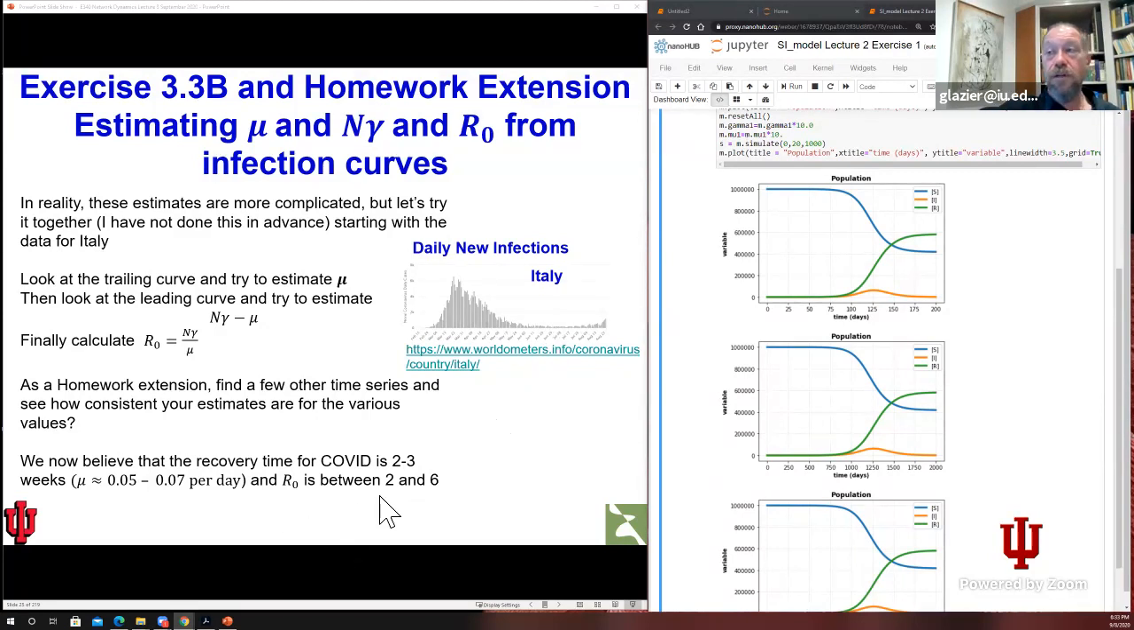The recovery time for COVID is 2 to 3 weeks, which means mu should be somewhere around 0.05, and R naught is believed to be between 2 and 6. Let's see if it works. And as I mentioned, we're in break, so I don't know if anybody's still there to listen. I haven't tried this, so let's see what we get.